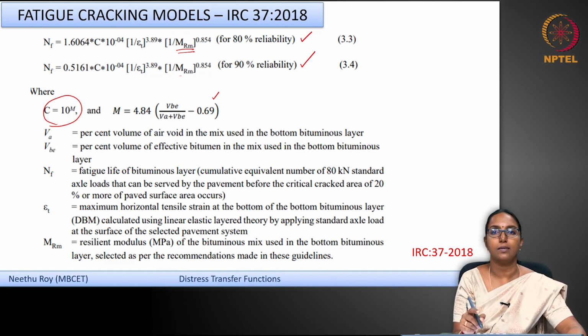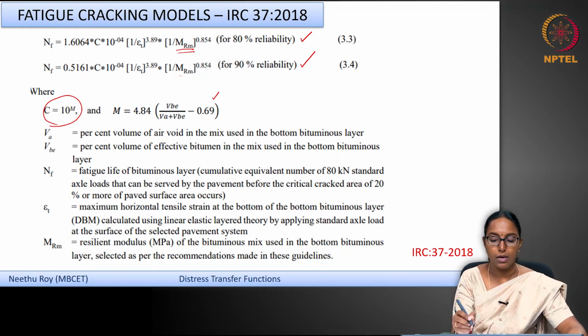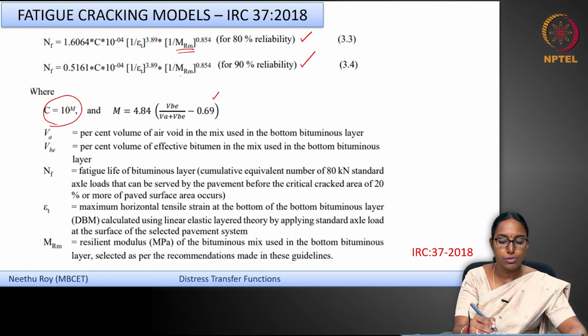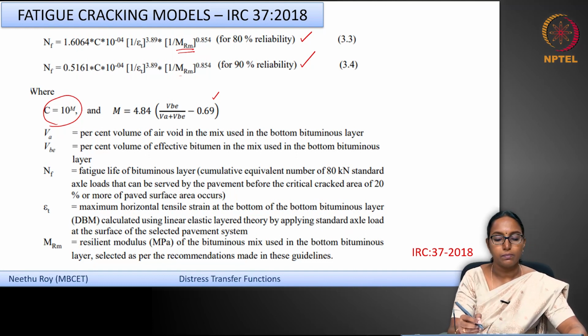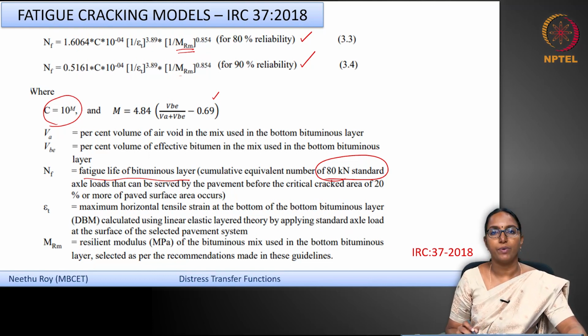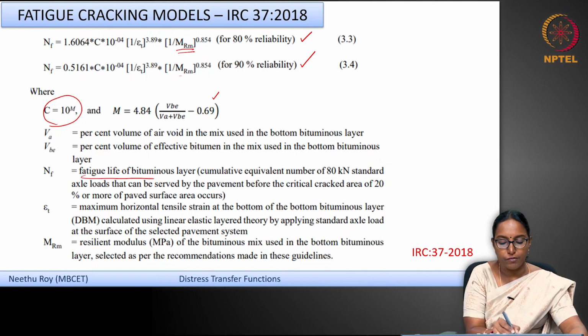Again, the mix you have to consider is the bottom bituminous layer, and VA is the percentage of air voids in the bottom bituminous layer. So, use those values to get M and C, which is 10 raised to M, and then when that goes in here, you will get the number of repetitions. NF is essentially the number of repetitions to failure, failure being defined as 20% of area being cracked, or you call it the fatigue life of the bituminous layer.